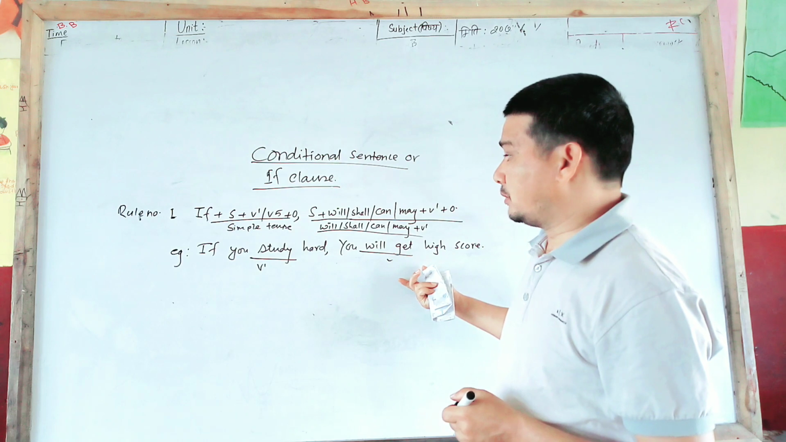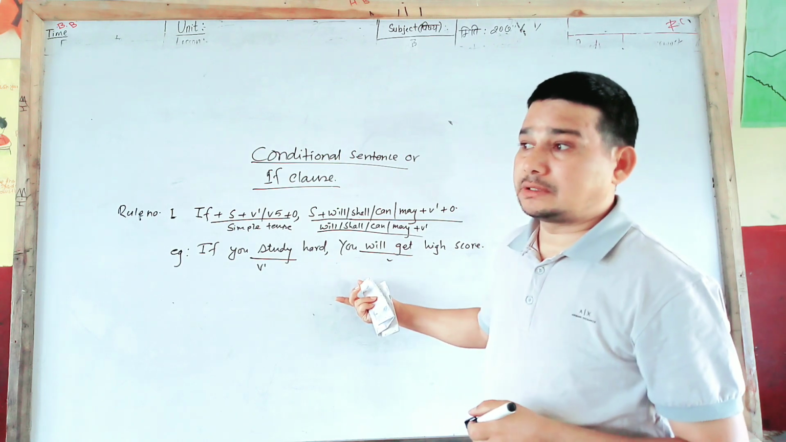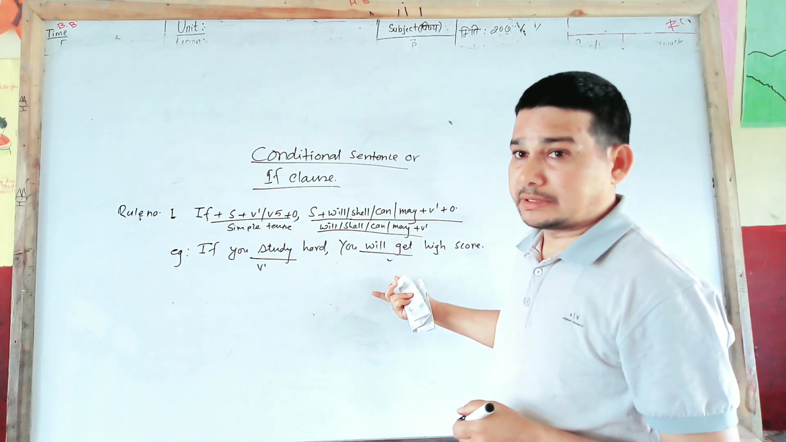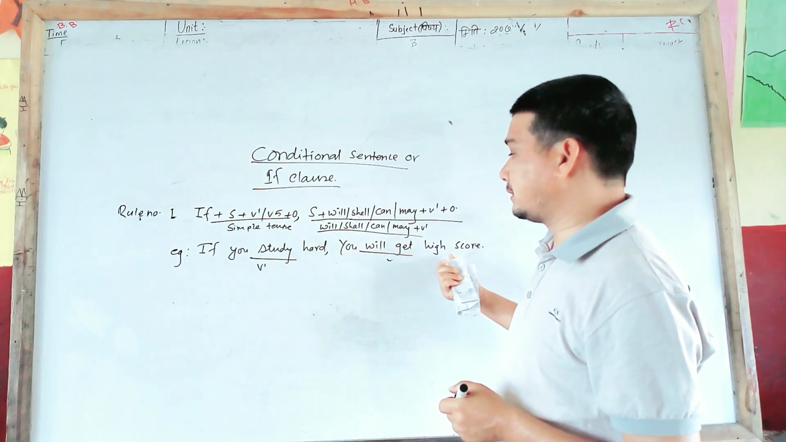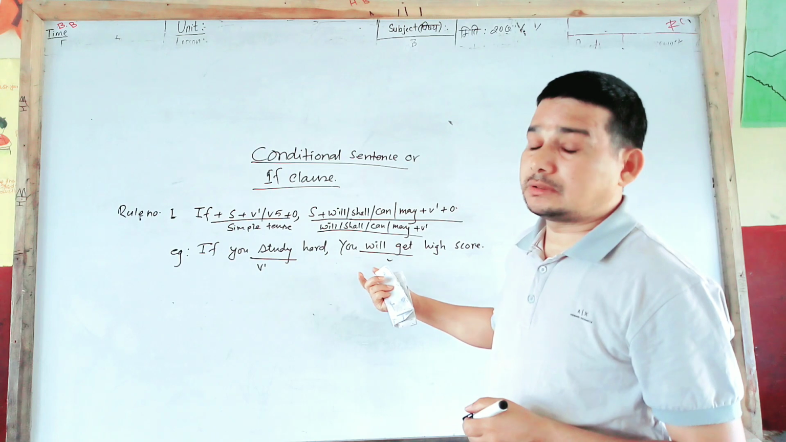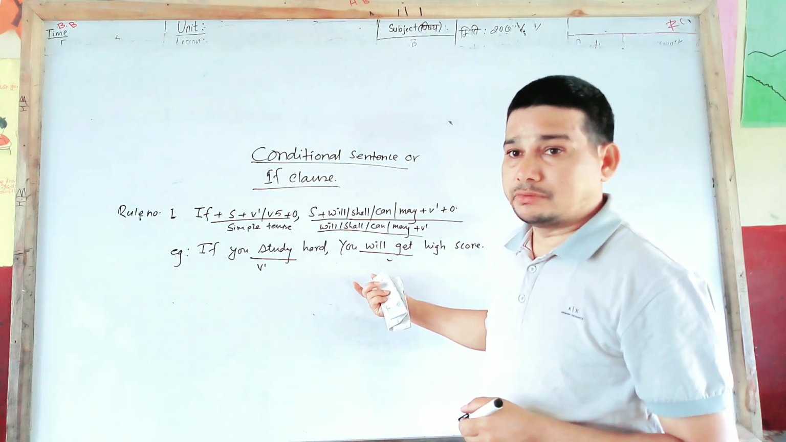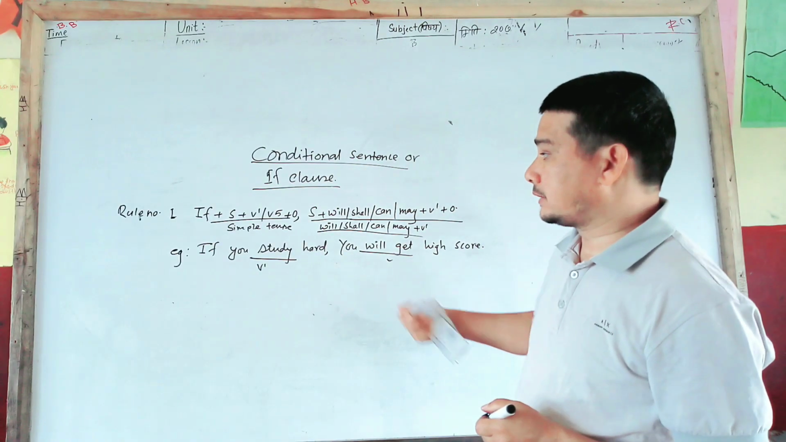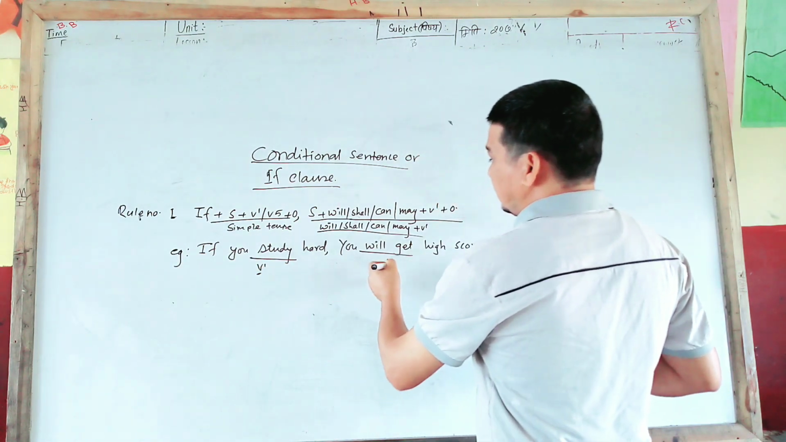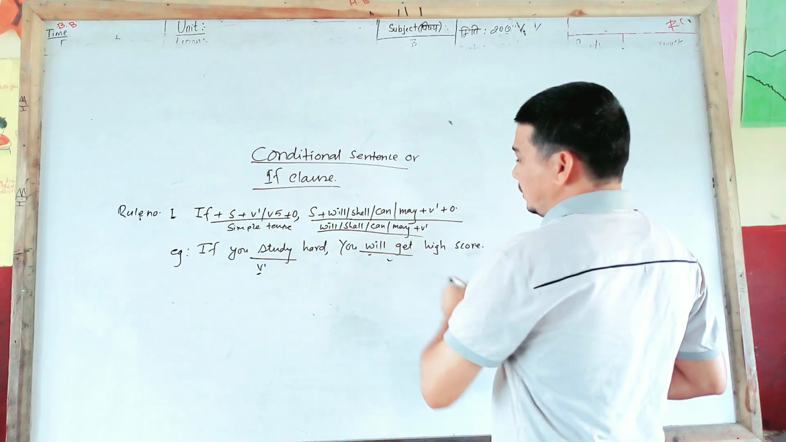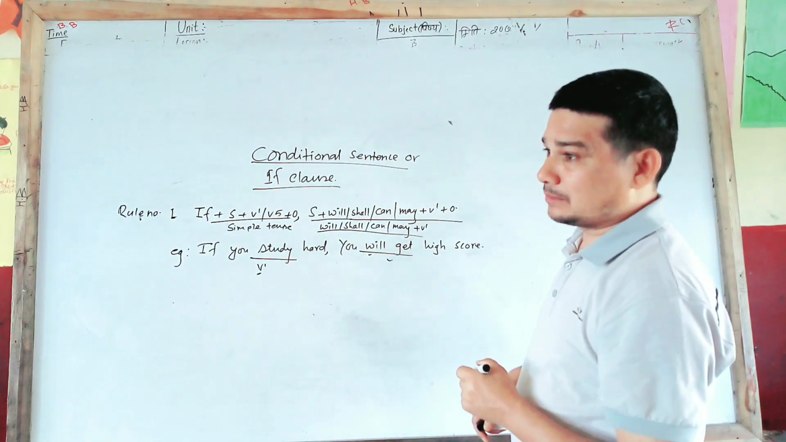So this is the future prediction, but it is not sure. We cannot say that you will get 100%, because it is not certain, possibly you will get the 100%. So in this condition, subject plus v1, and will plus v1, will, can plus v1.